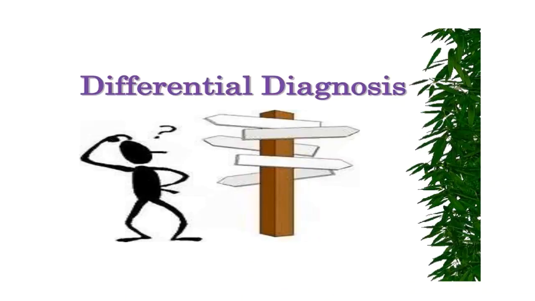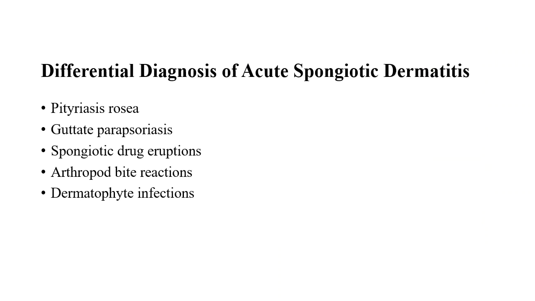Now, what are the differential diagnoses of spongiotic dermatitis? So, differential diagnosis of acute spongiotic dermatitis are pityriasis rosea, guttate parapsoriasis, spongiotic drug eruptions, arthropod bite reactions, and dermatophyte infections.